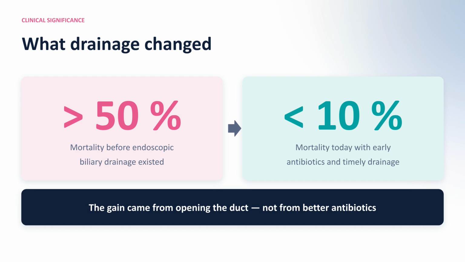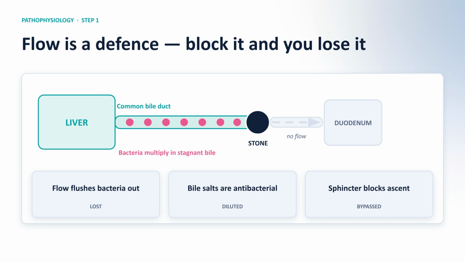The risk is still not zero. Severe disease with organ failure carries a far higher mortality than the average figure suggests. So the average number is reassuring, and the patient in front of you may not be average. Your job is to work out which of those two populations your patient belongs to. Let us build the physiology.